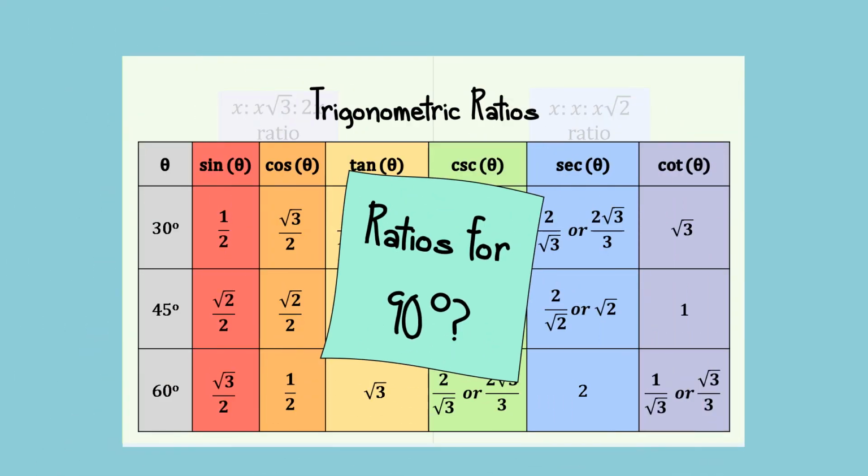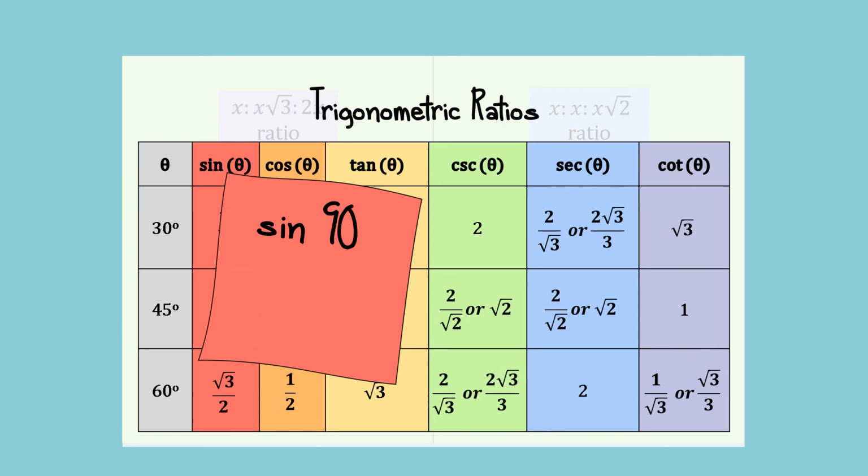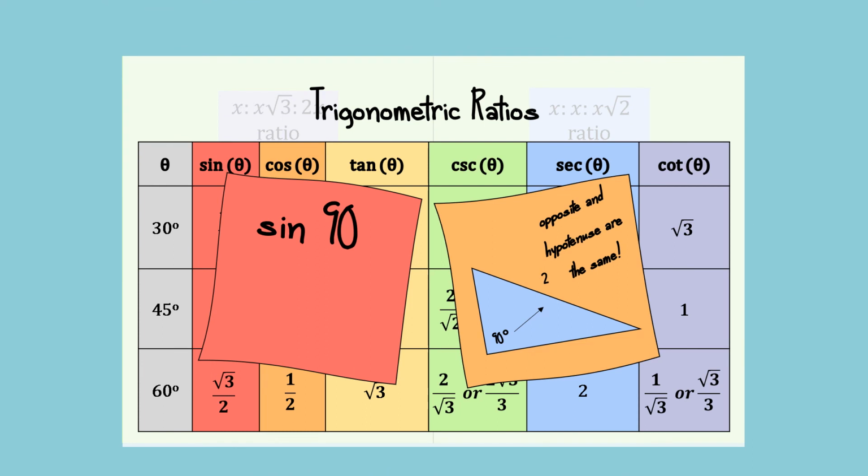Let's try. The sine of 90 degrees, opposite over hypotenuse. Wait, what? If it's 90 degrees, the opposite side and the hypotenuse are the same? Yes, they are the same. But don't worry, just follow the rules. So sine of 90, opposite over hypotenuse, is 2 over 2 or simply 1. And that is correct. That is always the value of sine of 90 degrees. It's always 1.